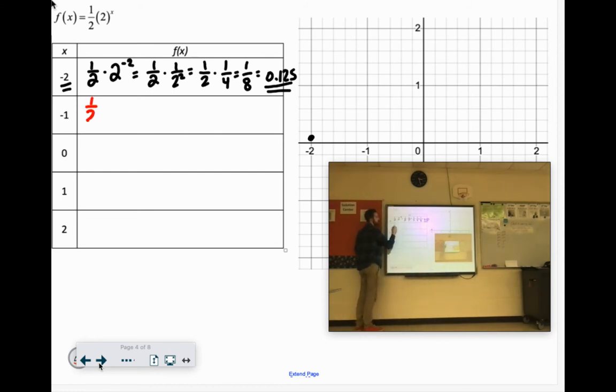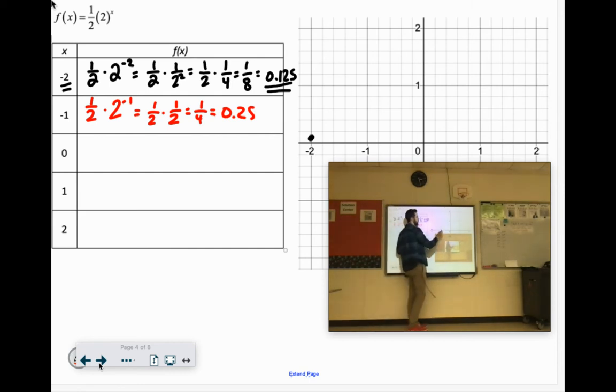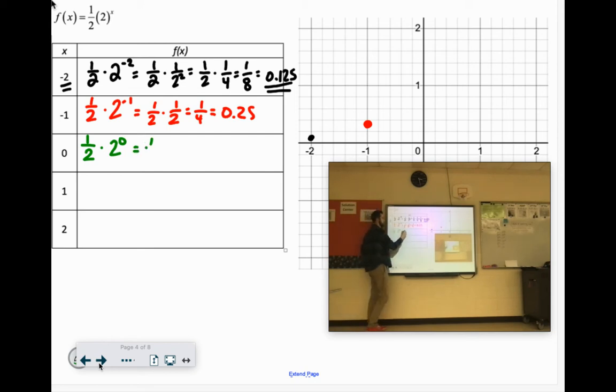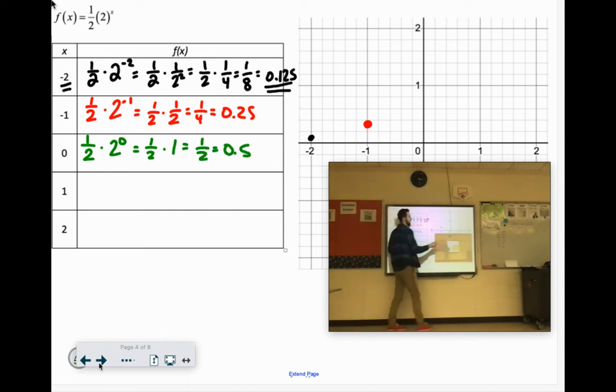So we have 1/2 times 2 to the negative first. We're going to rewrite 2 to the negative first as 1 over 2. 1/2 times 1/2, 1/4. And decimal form is 0.25. So -1 and 0.25 is about there. When we put in 0, 1/2 times 2 to the 0. Remember, anything to the 0 power is 1. So we have 1/2 times 1, which is 1/2, or 0.5. So we're at 0 and half.